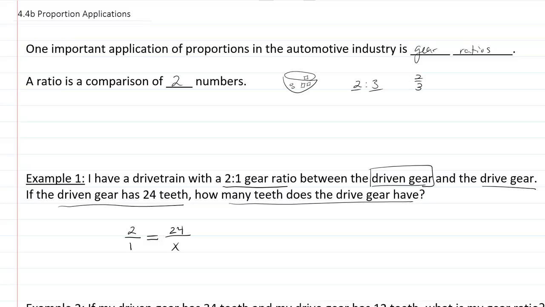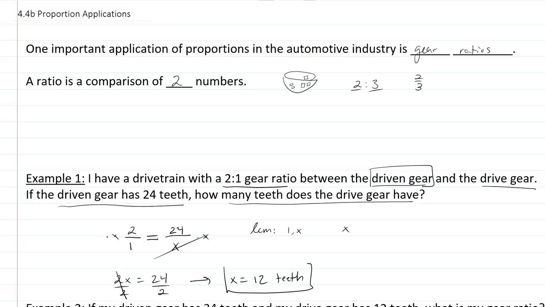So we multiply both sides by the LCM of the denominators. What's the LCM of 1 and x? It's just x, right? So if I multiply both sides by x, the x's cancel here, and this becomes 2 over 1, just 2x equals 24. If I divide both sides by 2, these cancel, and I'm left with x equals 12 teeth. So the drive gear has 12 teeth on it.